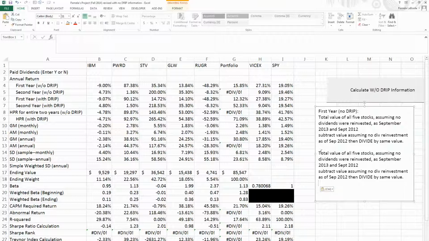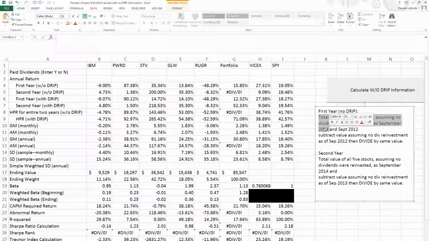So we want, for the second year, the total value of all 5 stocks, assuming no dividends were reinvested as of September 14 and September 13. And we want to subtract the value assuming no dividend reinvestment as of September 13 and divide by that value. So the numerator of the process is very similar. Instead of finding the value on September the 13, I need to find the value on September 14.